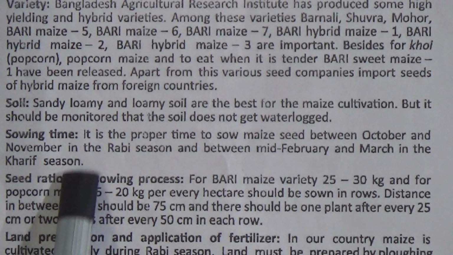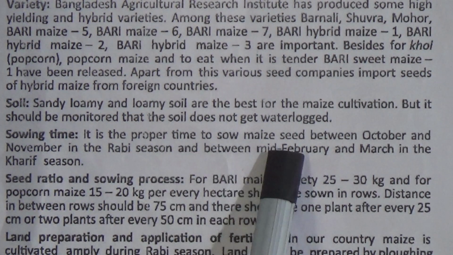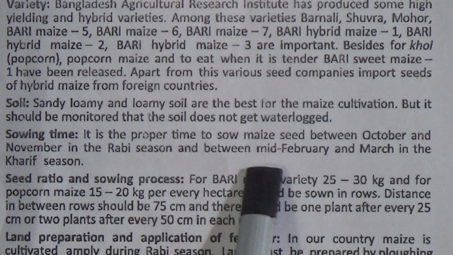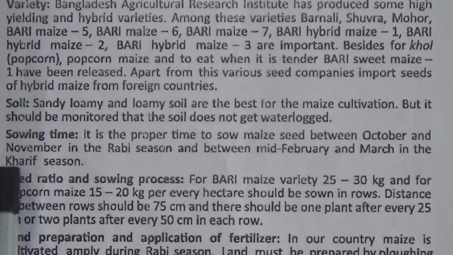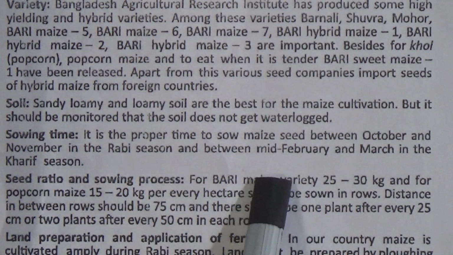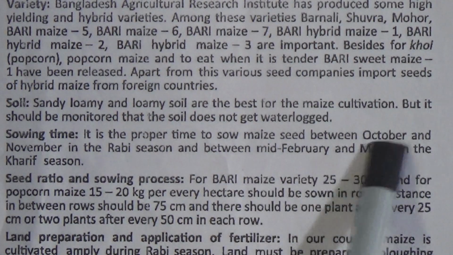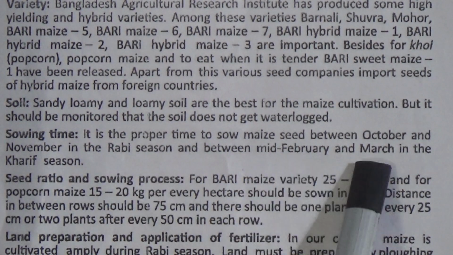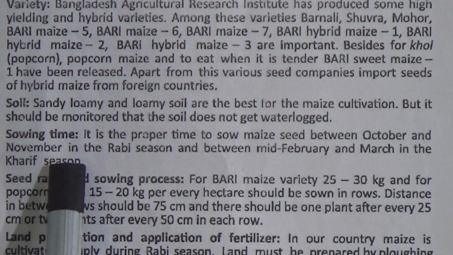Then sowing time. It is the proper time to sow maize seed between October and November in the Rabi season and between mid-February and March in the Kharif season. So there are 2 time spans for cultivating maize. Number 1 is October and November in the Rabi season and mid-February and March in the Kharif season.